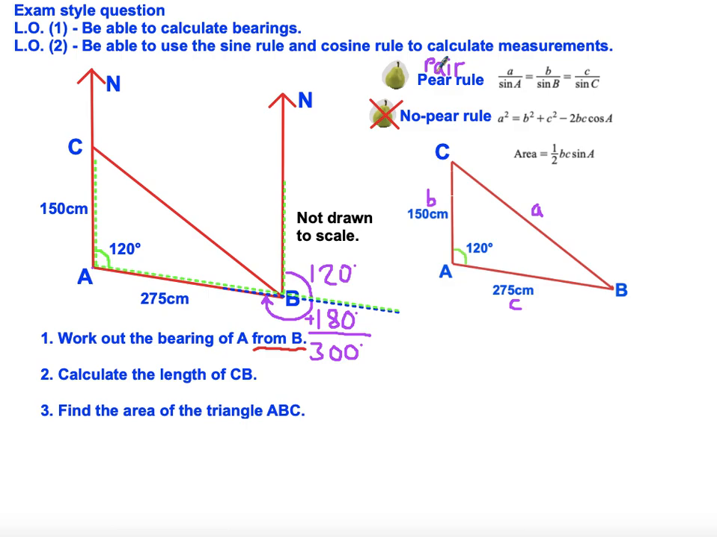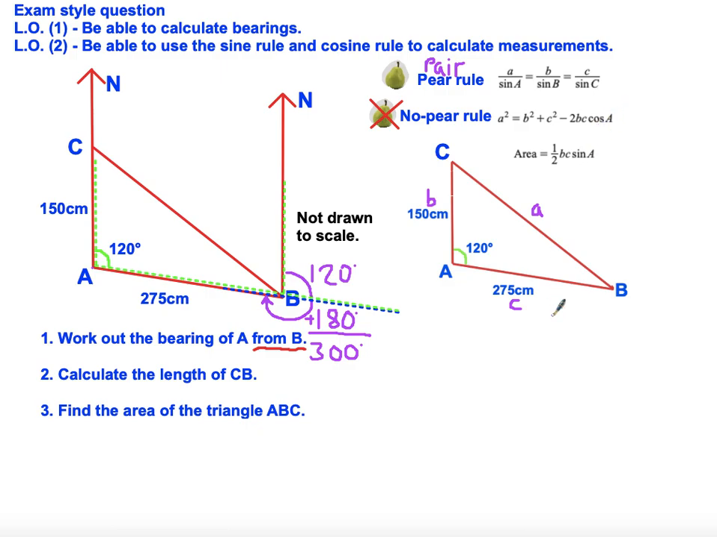But if you do not have a pair, you're going to have to apply the no pair rule, which is the cosine rule. And I say cosine, no sine, no pair. Cosine, no sine, no pair. Okay, so if there's no pair, it's going to be the cosine rule. And that's a squared equals b squared plus c squared minus 2bc cos A.